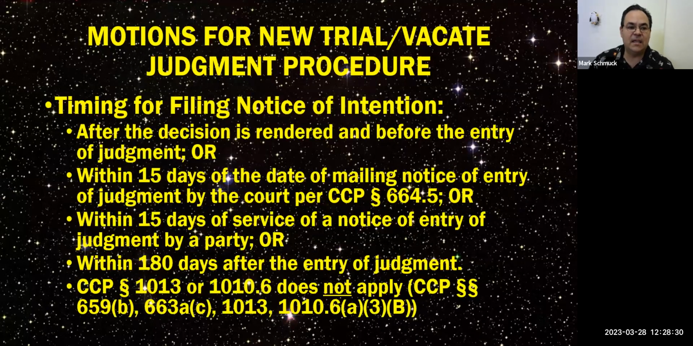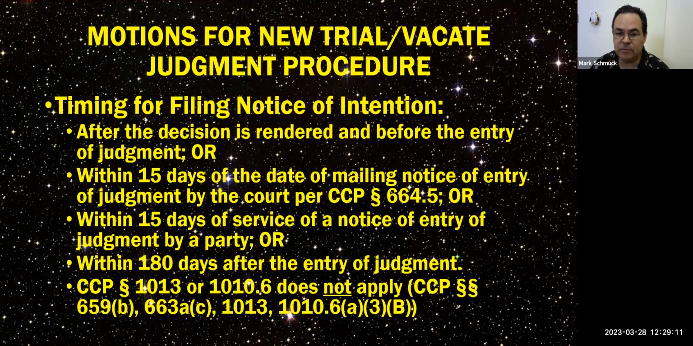So the timing, here's where it gets really critical. You have 4 different possible deadlines by which to file your notice of intention: either after the decision is rendered and before the entry of judgment, or within 15 days of the date of mailing of notice of entry of judgment by the court pursuant to CCP 664.5. Remember that citation. We're going to talk about it in a moment. Incredibly important: within 15 days of service of a notice of entry of judgment by a party, or within 180 days after the entry of judgment.